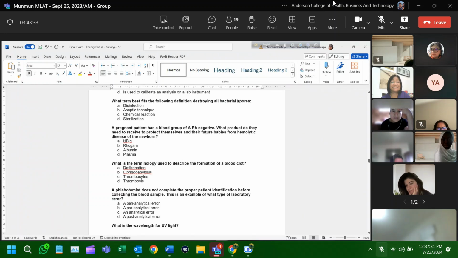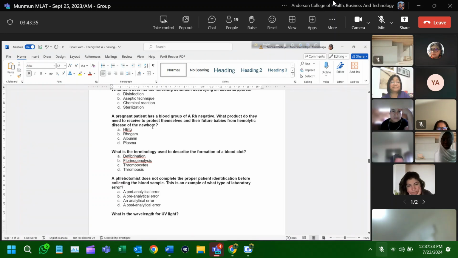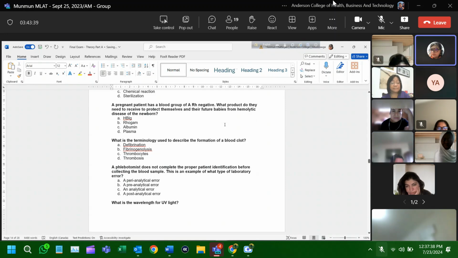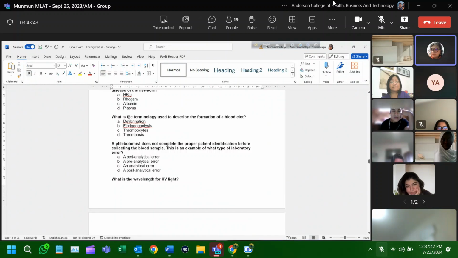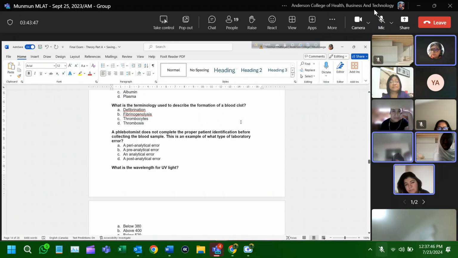This one is B. A blood group of A negative, what product would you like to? Yes, B. What is the terminology used to describe the formation of a blood clot? Thrombosis. D.